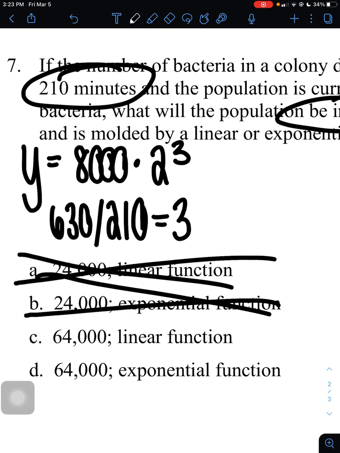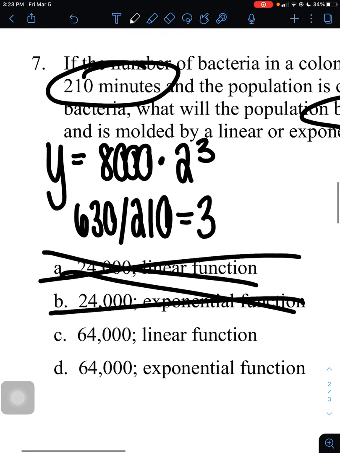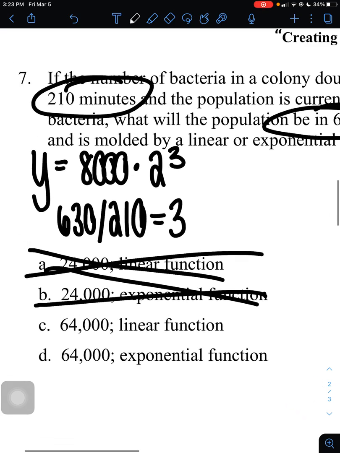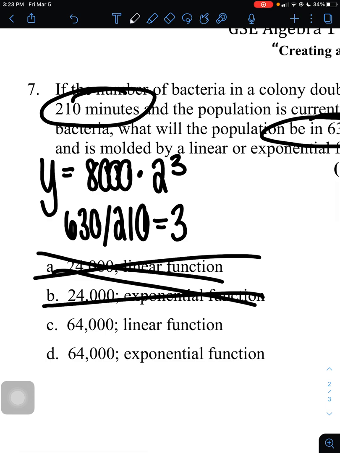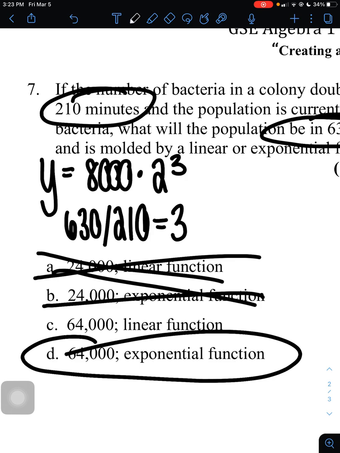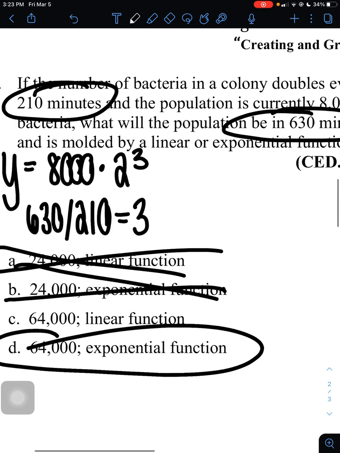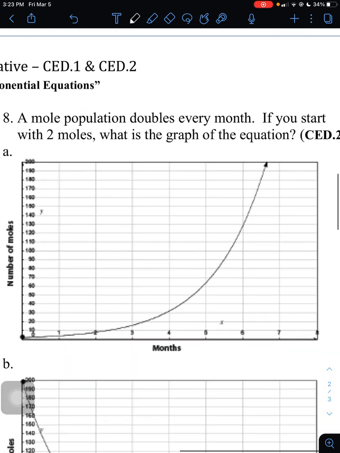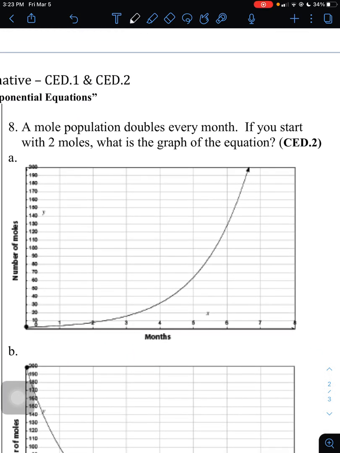I need to figure out if this is a linear function or exponential. But we kind of just said that for linear, you're adding the same amount each time. We're not adding the same amount each time. We're multiplying by the same amount each time. So which kind of function is this? Hopefully you guys are saying exponential. So number 7, yes, is D. 3 more questions left, you guys. All right, number 8.